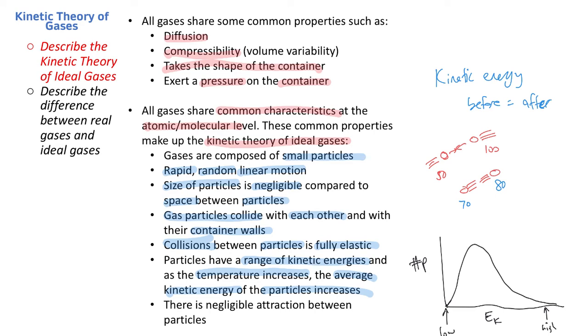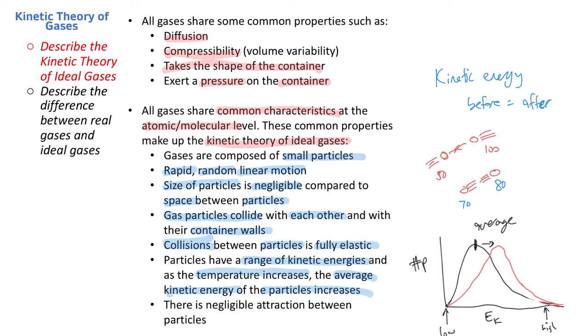So they have a range of kinetic energies, and as the temperature increases, the average kinetic energy, which is the peak, increases as well, which means that it moves towards the right. So something that is hotter might look like this here. So that would be the idea that they have a range of kinetic energies.